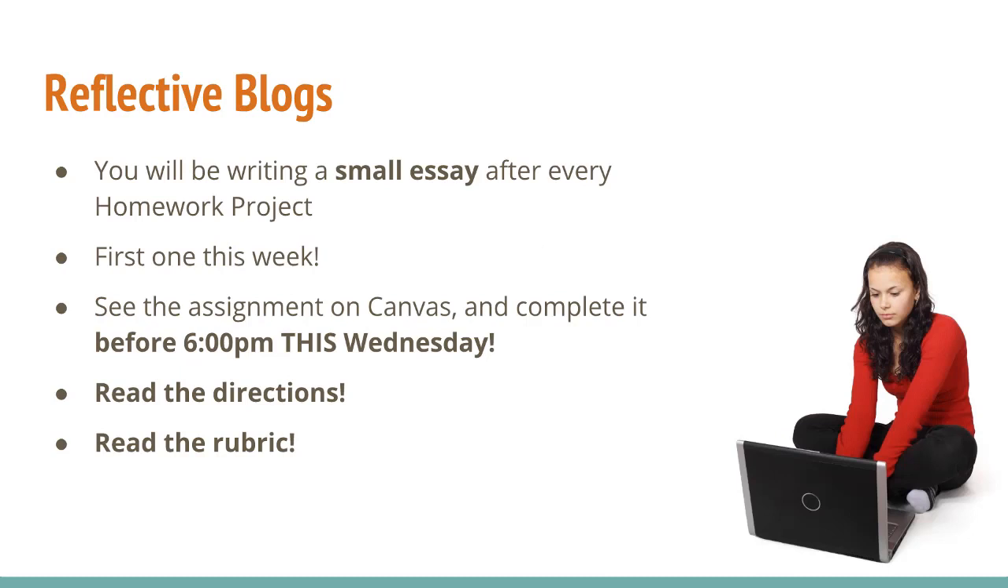Another assignment you have this week is your reflective writing exercise. With each project, you're going to be writing a small essay. The idea with this essay is to allow you to reflect on your learning and the things you learned about. Your first one is this week. Keep in mind that the turnaround for these assignments is relatively short. We want to try and have you reflect in the immediate time after the assignment's been submitted. So see the assignment on Canvas and complete it before 6 p.m. this Wednesday. So you have a 48-hour turnaround from the normal class time. Read the directions and read the rubric.